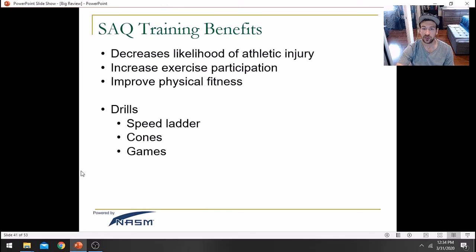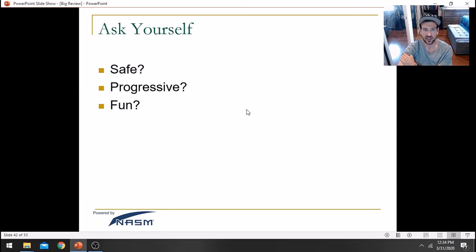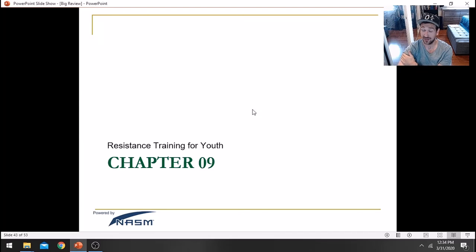So these are all really, really good because they decrease your likelihood of injury, and they've been shown to increase participation because they are, again, really, really fun. The big thing you want to ask yourself whenever you're doing it, though, is: is it safe, is it progressive, and is it fun?